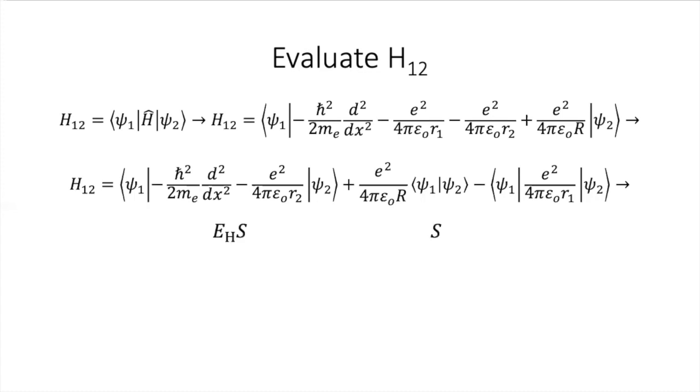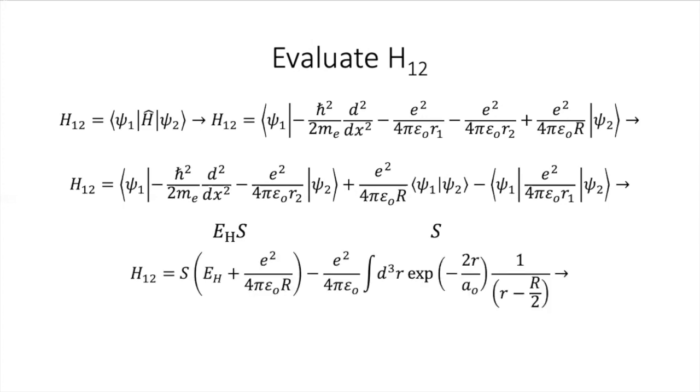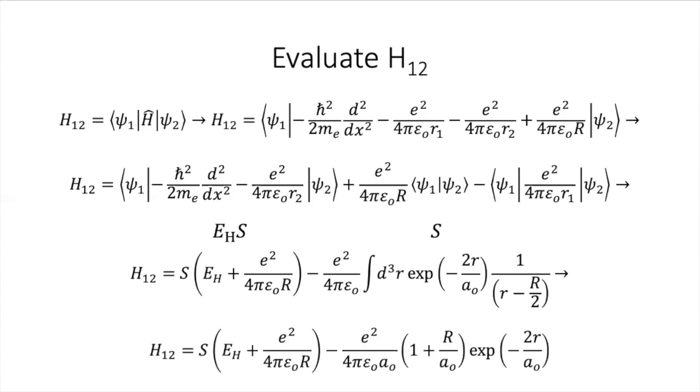Because of the same reason as H11, the first term is going to go to the energy of a single hydrogen atom, but this time it's multiplied by the integral over all space of psi1 times psi2. This is going to be the overlap integral S. The second term is going to be the proton-proton repulsion of the system, which is also multiplied by S, for the same reason as the first term. So we are left with one integral to evaluate. After expanding out the Dirac notation, we get this expression for H12, which is further evaluated to get this final expression.